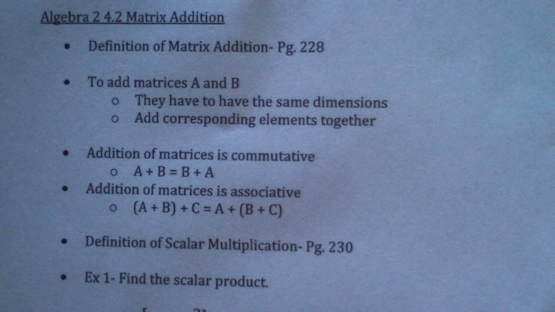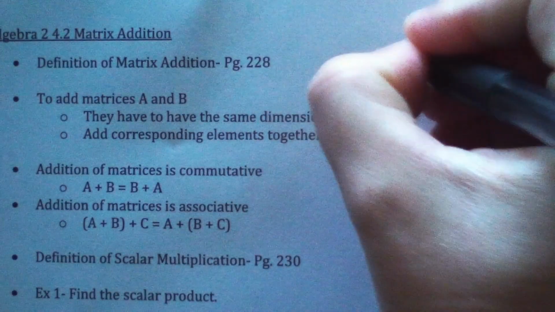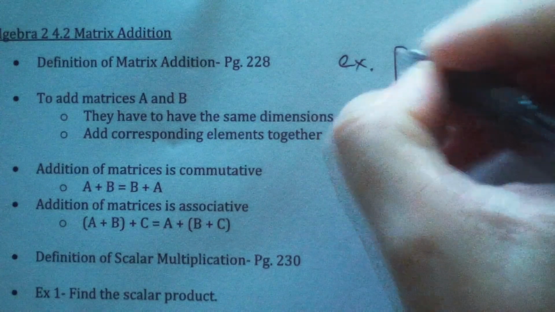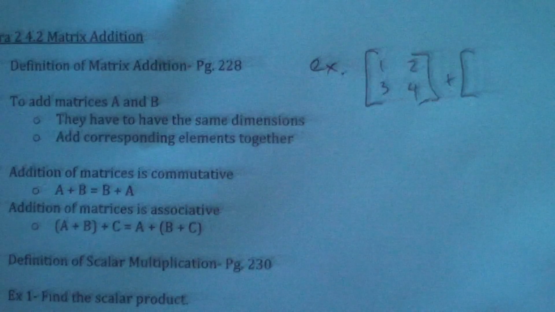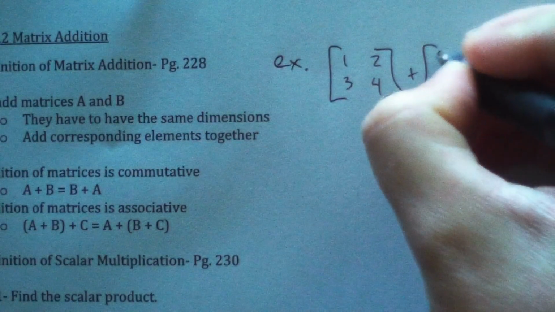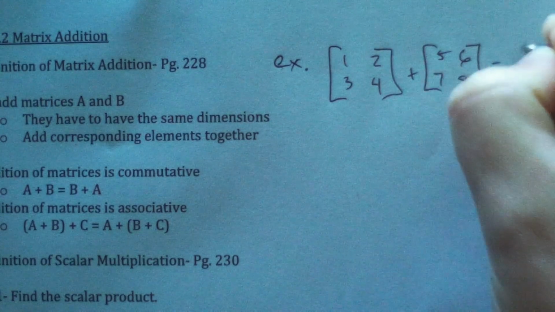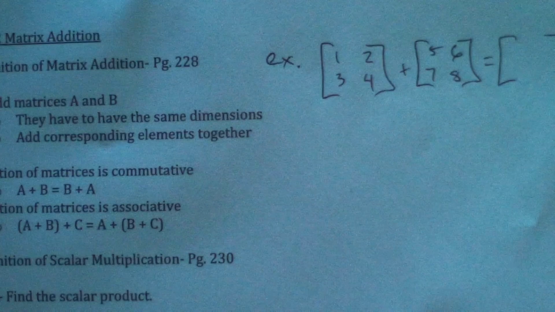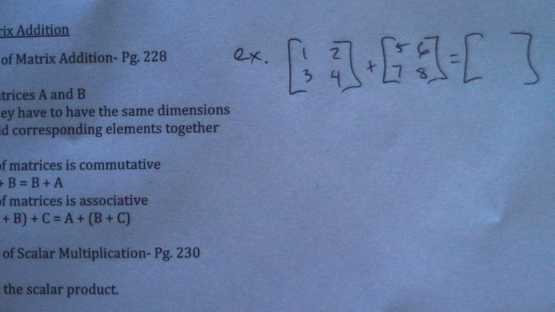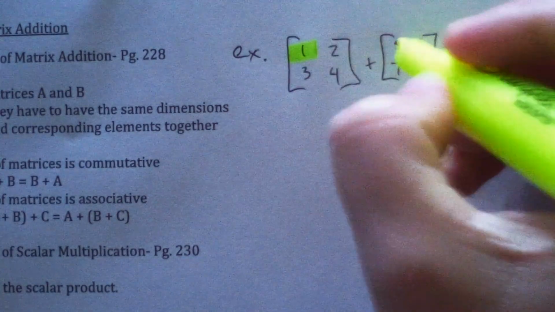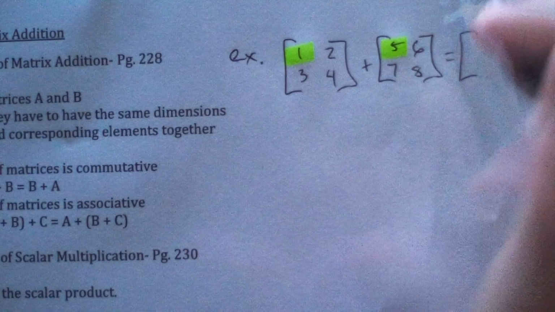Okay, so let me give you an example of that. I'm just going to make up a couple matrices here. Say I go 1, 2, 3, 4 plus, and then I make another one that's a 2 by 2 and I go 5, 6, 7, 8. How this works is you just take your elements that match up with each other position-wise, and you just add those. So the 1 and the 5 are both in that upper left-hand corner, in that first spot, so you would just take 1 plus 5 and get 6. And that just goes into that same exact spot there.